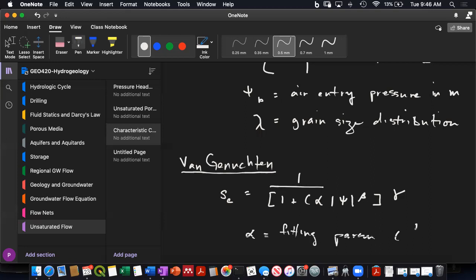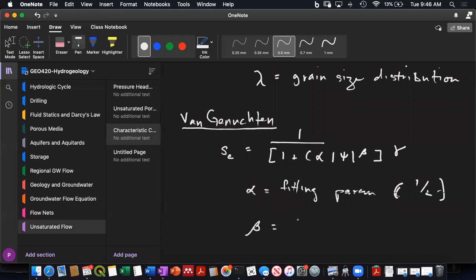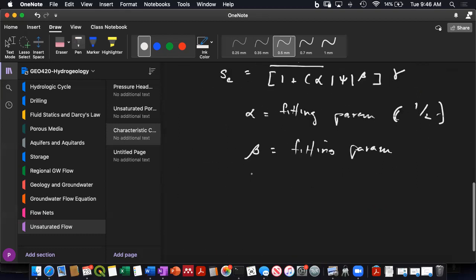And it has the units 1 over L. It's roughly analogous to the air entry pressure. Beta is another fitting parameter. And then gamma is just a simplification of notation. It is 1 over 1 minus beta. So really there's two parameters that we take. If we want to calculate the characteristic curve for a soil type, we're going to make a measurement of a bunch of volumetric water contents and a bunch of capillary negative pressure heads. And then we're going to fit the equation by adjusting alpha and beta.